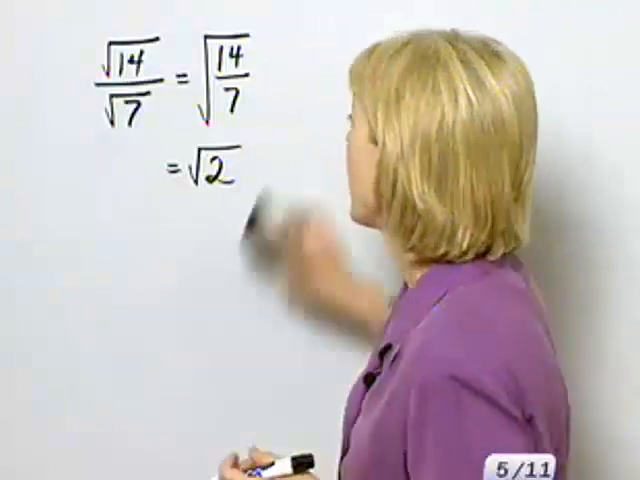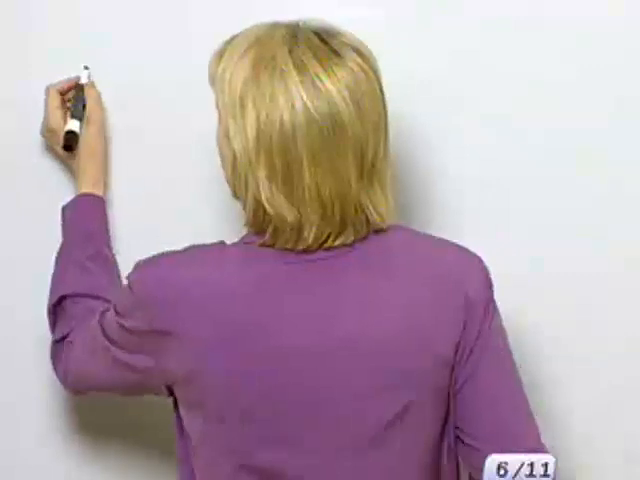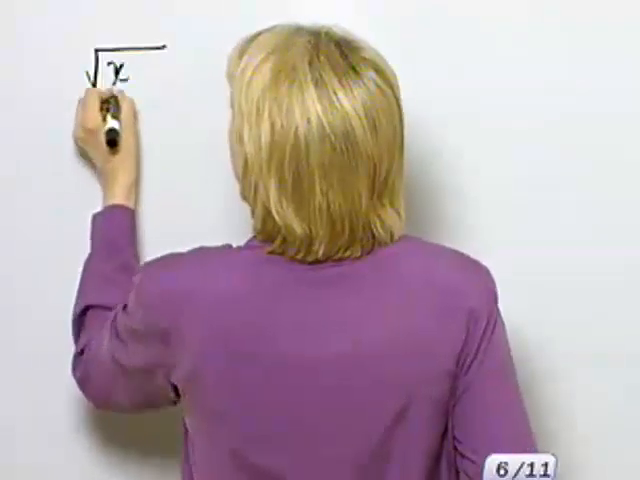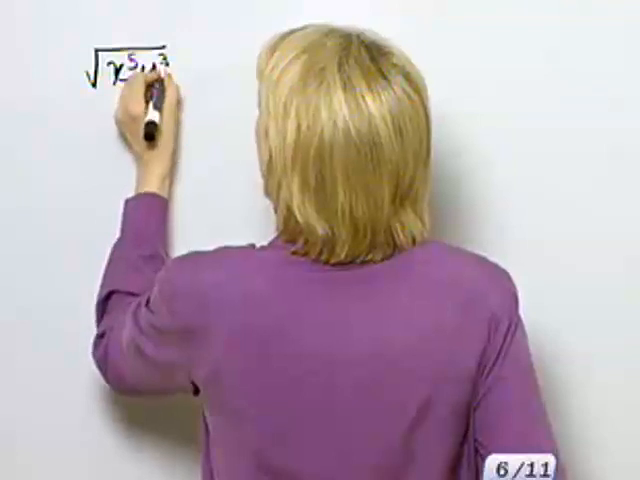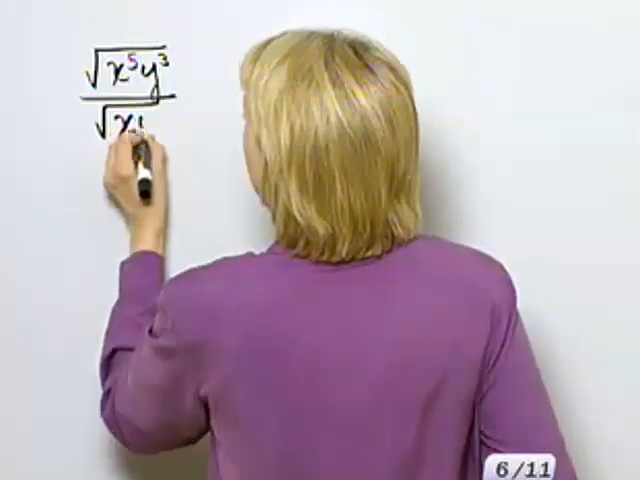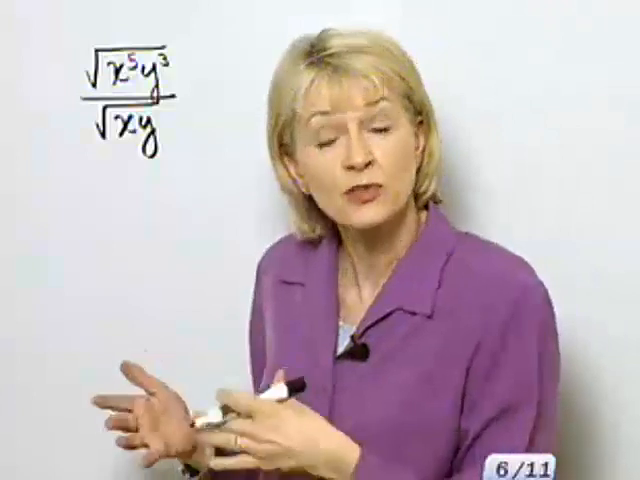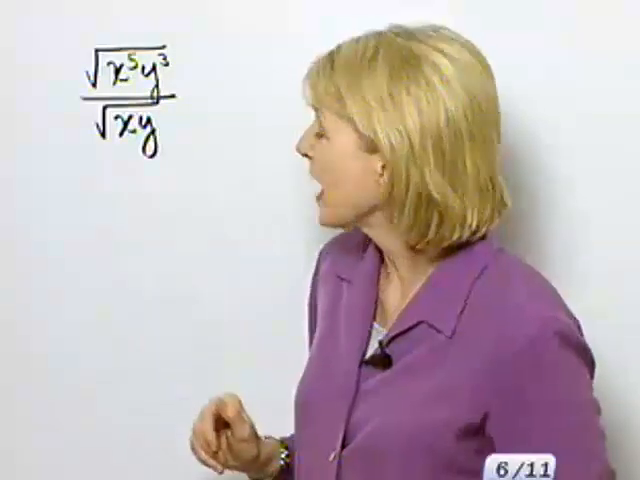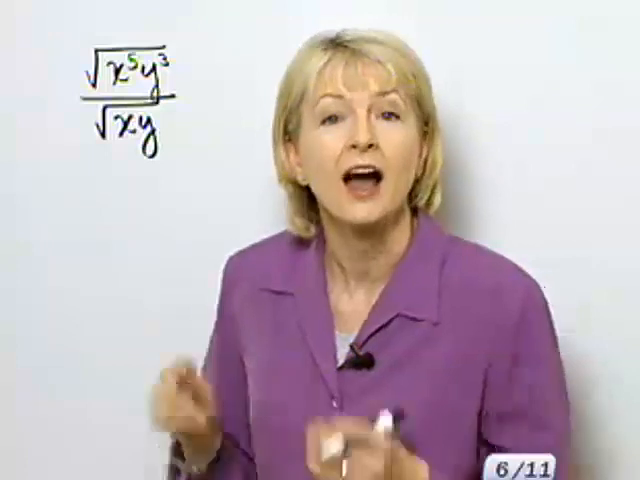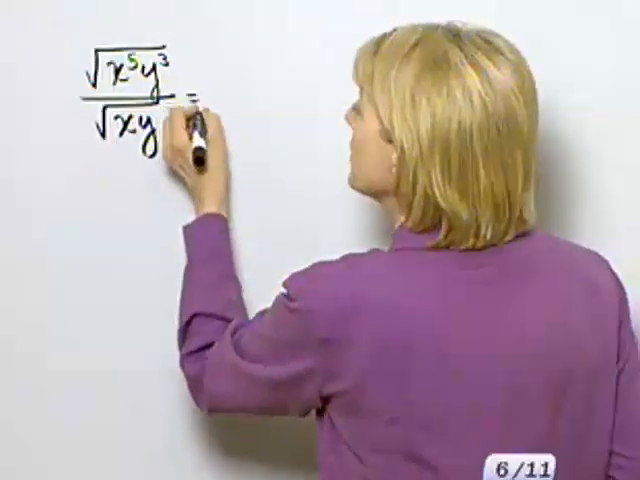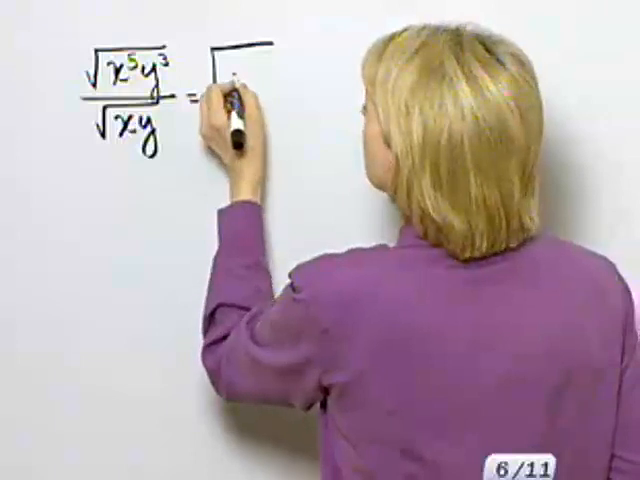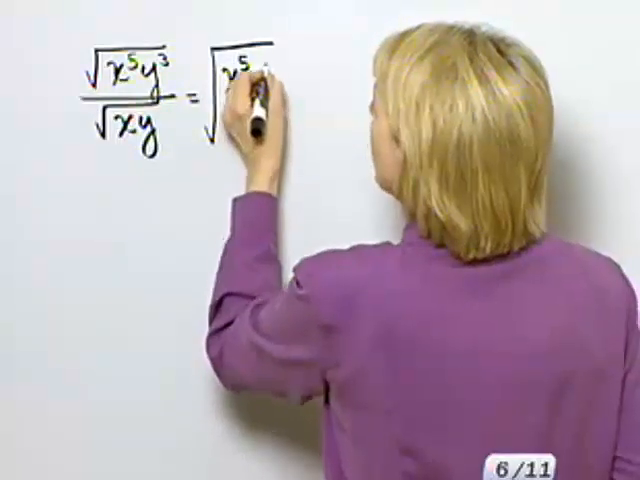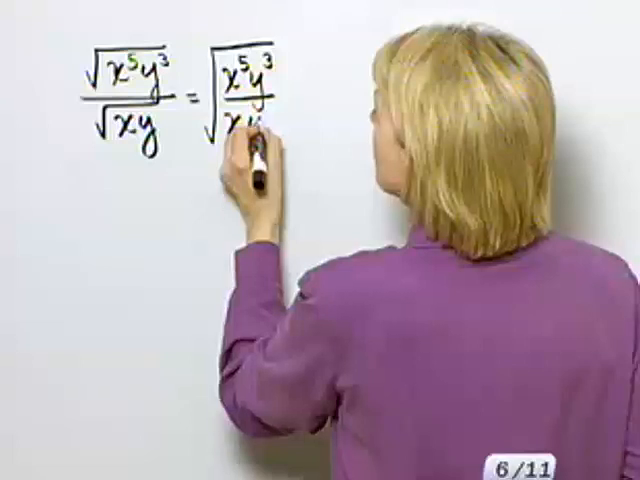Let's try that one more time. We're still using the quotient rule, but just in a different manner. Suppose we have the square root of x to the 5th y cubed over the square root of xy. This time separate square roots already, but I notice that there is some simplifying that can be done if I write the numerator and denominator under one radical sign. I can do that because these are both square roots and because of the quotient rule. X to the 5th y cubed over xy.